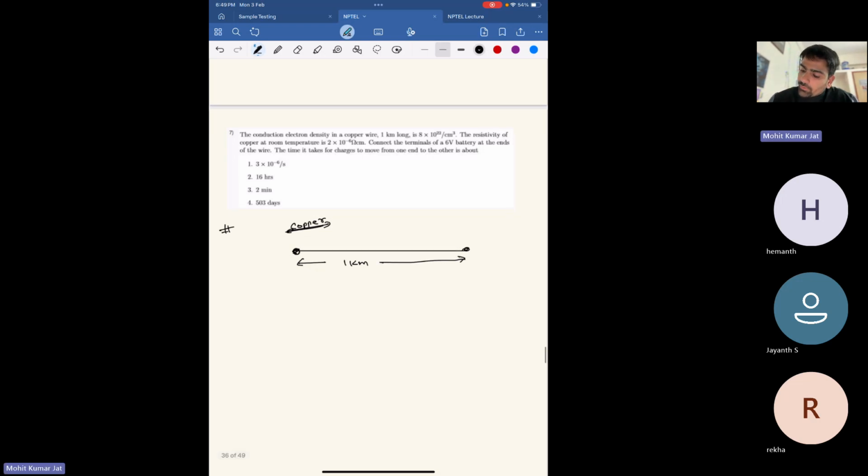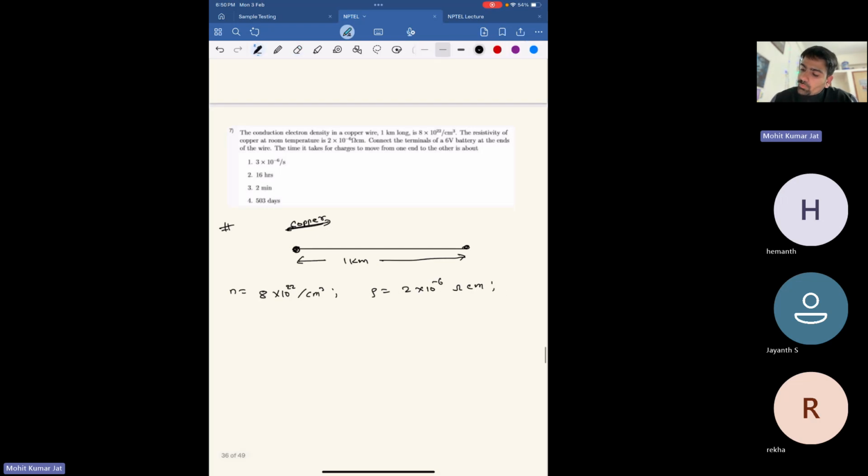The carrier density of electrons is given as 8 into 10 power 22 per centimeter cube. The resistivity of copper at room temperature is also given, 2 into 10 power minus 6 ohm centimeter. So what they are doing is, instead of sending you 240 volt, maybe they don't have the supply, they are sending you only 6 volt. A 6 volt battery they have attached. This point is your ground.